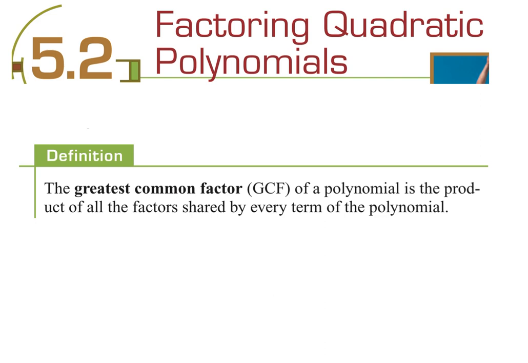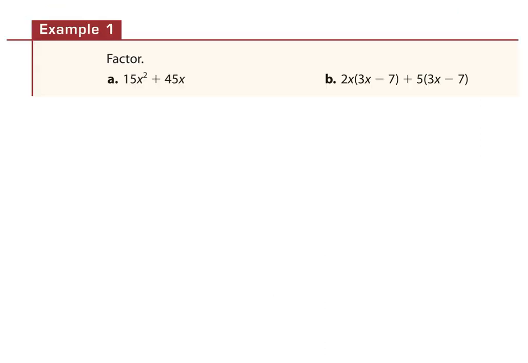And so the first example they give us here, 15x squared plus 45x. So the first thing we are going to look at is our numbers. We're going to say between 15 and 45, what's the biggest number that goes into both of those? Well, that is going to be 15. All right. And then we look at our variables. We have an x squared and an x.